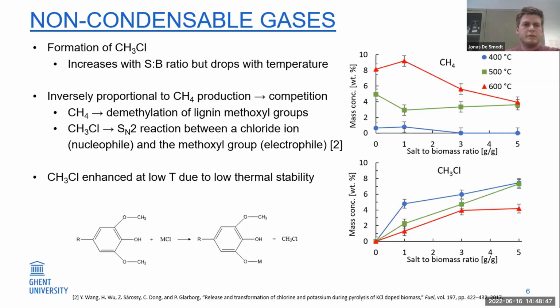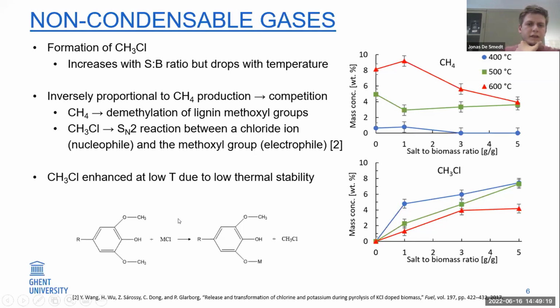And we know that methane is mainly produced via demethylation of the methoxyl groups that are present in lignin. And it's also from these groups that chloromethane comes into existence, because it's produced via a secondary nucleophilic substitution reaction between the chloride ion acting as a nucleophile and the methoxyl group, which acts as an electrophile. This is actually represented in the reaction scheme below.